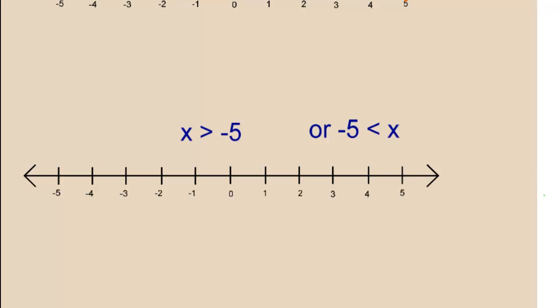In this next example, we have x is greater than negative 5, which can also be written, by the way, as negative 5 is less than x. So just keep in mind that you can use notation either way. I like to have my x on the left-hand side, and I'll show you why in a few minutes. So in this case, we want to check our two things, the circle and the arrow.